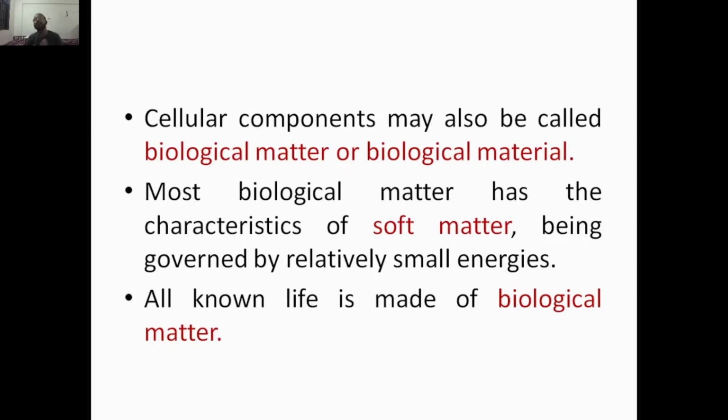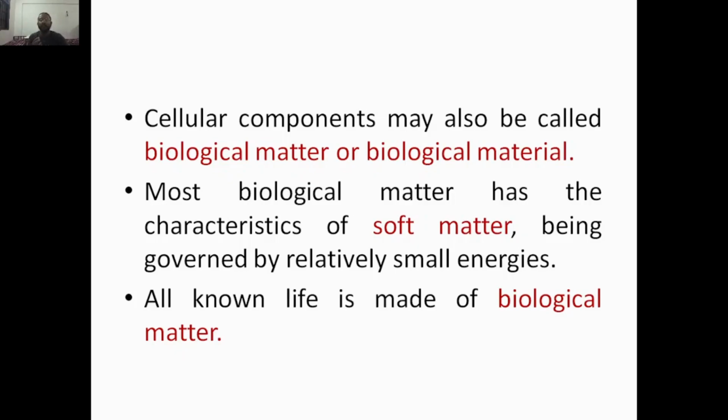Most biological matter has the characteristics of soft matter, being governed by relatively small energies. We know that most of the cells inside our body are soft, and hard cells are very few, except in bone and cartilage. Every other cell is made up of soft matter or soft components. That cell contains soft materials or small components. That's why we call it a characteristic of soft matter.